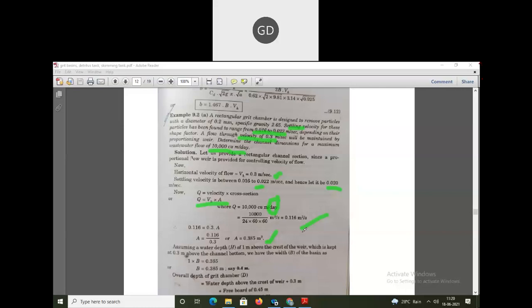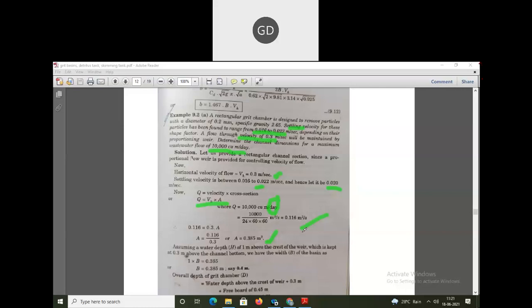So the proportional weir is there, isn't it? So from the crest of the weir, what is the height of the water there? It is 1 meter they are assuming. And that 1 meter of water, that is the crest of the weir, is kept at 0.3 meter above the channel bottom.